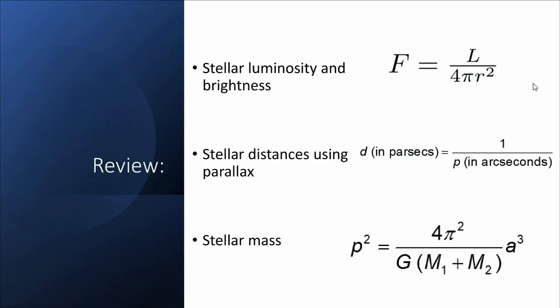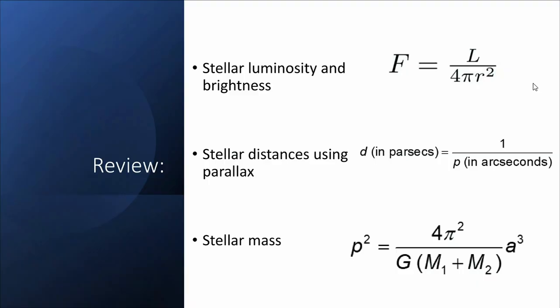One of the ways we can calculate distance, especially to the nearest stars, is by using parallax. So the amount of angular distance that it appears the star moves due to Earth's orbit around the sun, you measure that angle and you use this formula to calculate a distance in parsecs.